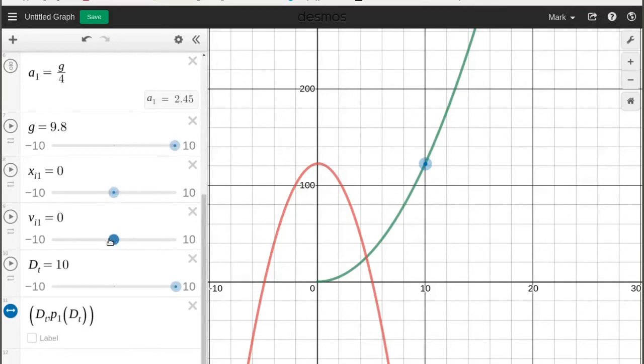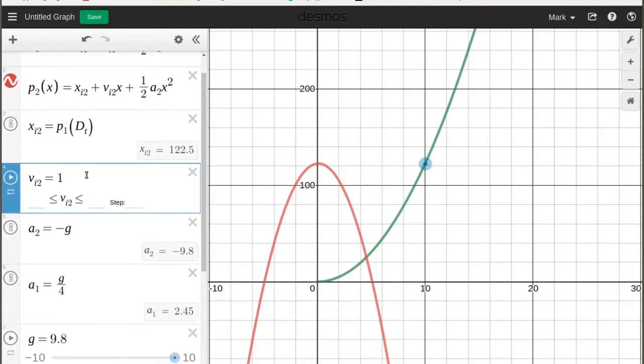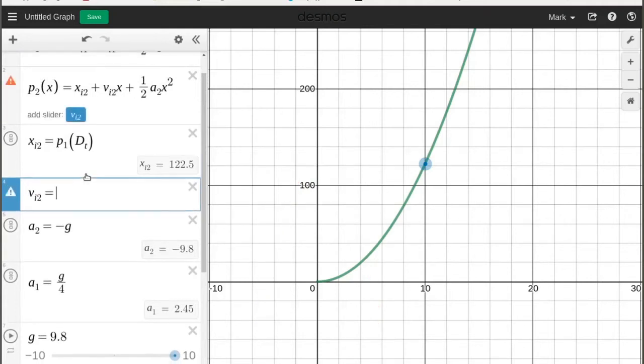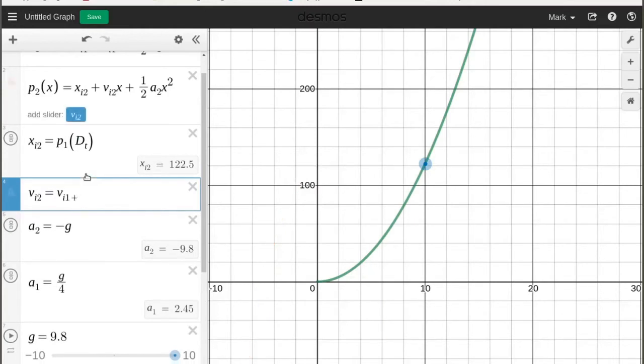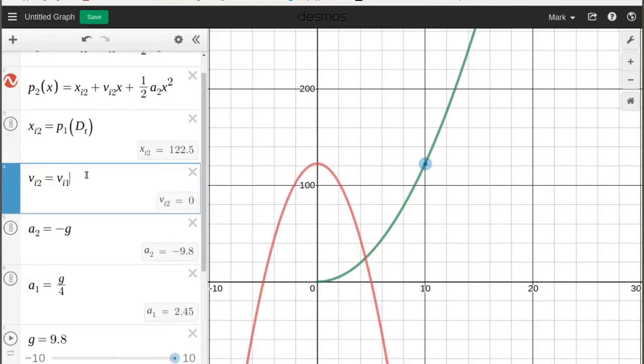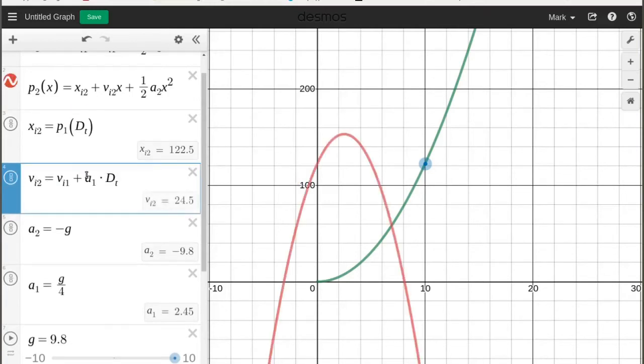Well, I know how to figure that out. I've got an equation describing velocity, how the velocity changes. I have the initial velocity plus the acceleration times the time. So the velocity that it starts with is going to be the velocity that the balloon started with on the ground, which was 0, plus the acceleration of the balloon on the way up, times how much time it was ascending, which is dt.